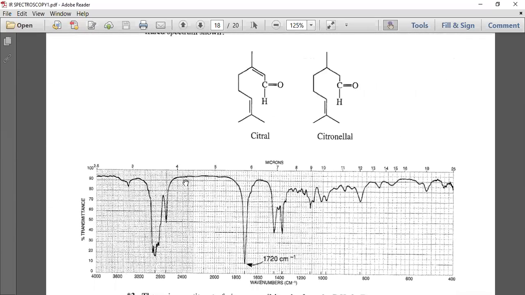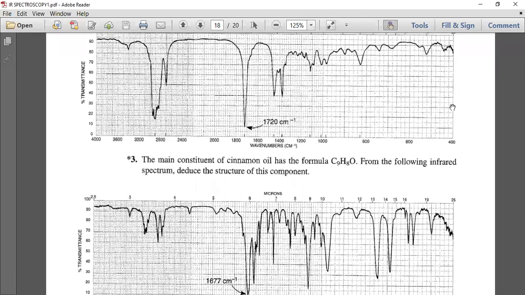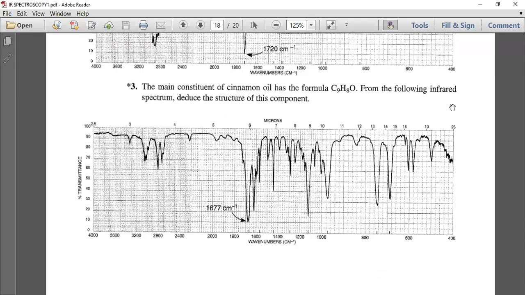We were given two aldehydes. One is a conjugated aldehyde, one is an unconjugated aldehyde. The C double bond O stretching frequency was also given as 1720. Then what is your answer? Whether it is conjugated aldehyde or unconjugated aldehyde? Cinnamon oil, C9H8O. The formula was given. Then what is the structure of this compound?